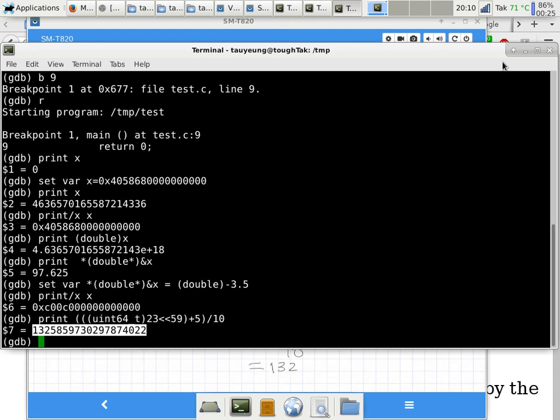1 3 2 5 8 5 9 7 3 0 2 9 8 7 4 0 2 2. Close enough. Okay. Times 10 to the power of negative 30. Okay, we got rid of 1. Times 2 to the power of negative 59. Okay. Scroll up. Now we repeat this whole process.